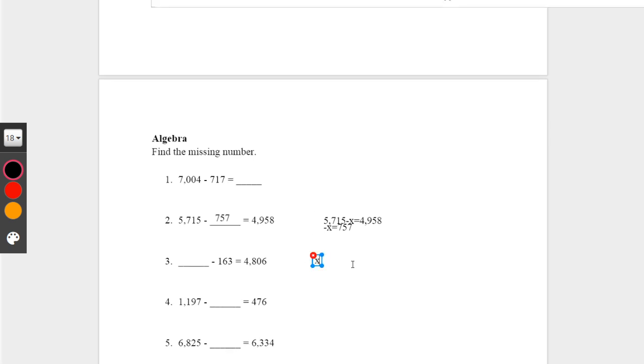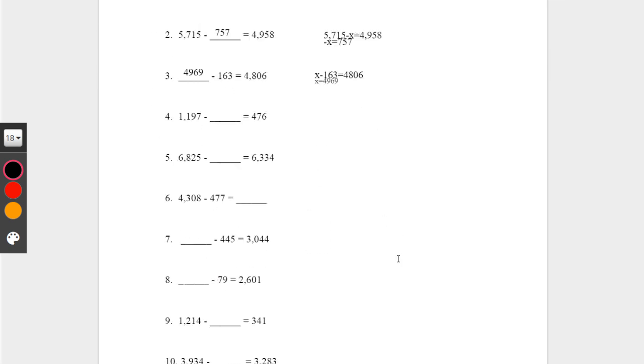Let's try another one. X minus 163 equals 4,806. Basically what you do is add 163, do the opposite of what it is, and do the same over here. So we cancel this out and then we do the addition to here. So x equals 4,806 plus 163, so you get 4,969. And that is the answer. Alright, we're good with that.